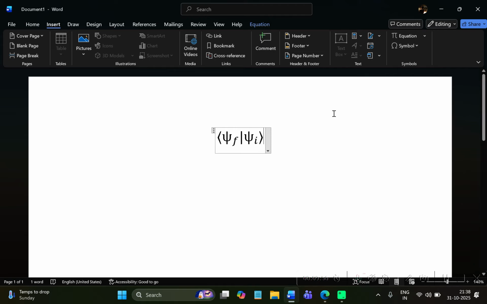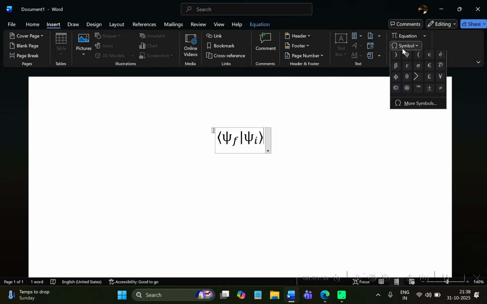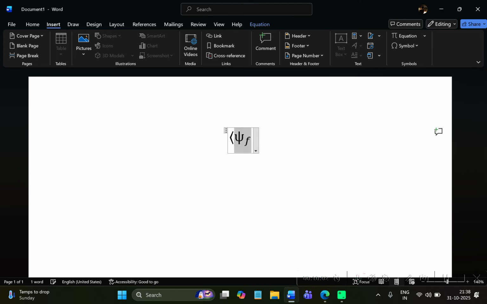This is not very convenient, right? You have to go to this symbol and type everything. But you can do it even without all this, just using your keyboard. Let me show you how.